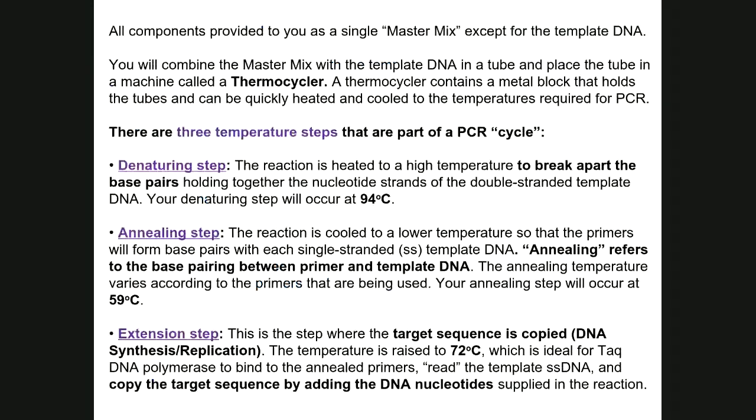So that's what this figure here is talking about. Now notice, in all 3 of these temps, the denaturing step is carried out at 94 degrees Celsius, the annealing step is carried out at 59 degrees Celsius, and the extension step is carried out at 72 degrees Celsius. Notice all 3 of these temps are way above our body temp, 37 degrees Celsius.